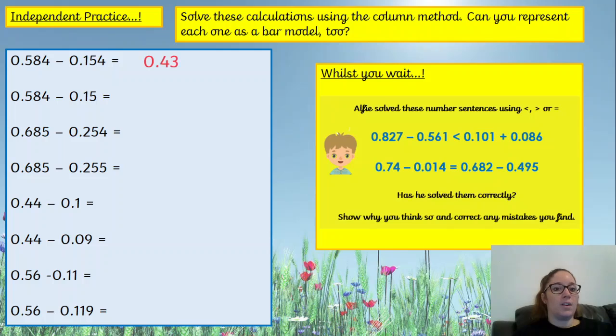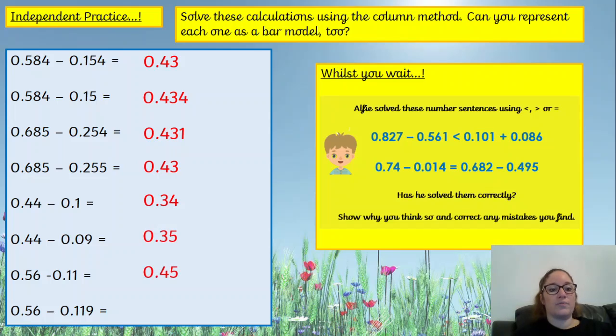Okay, so here are your answers. So you've got 0.43, 0.434, 0.431, 0.43, 0.34, 0.35, 0.45 and 0.441. Well done if you managed those.